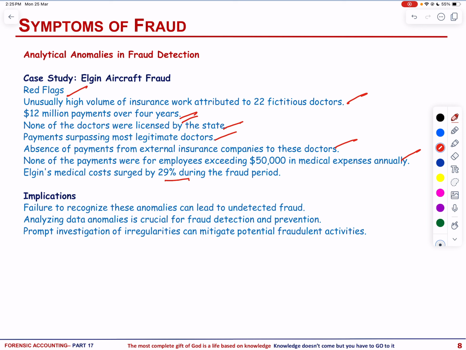Failure to analyze these anomalies can lead to undetected fraud. Analyzing data anomalies is vital for preventing and detecting fraud. Promptly investigating irregularities can help prevent potential fraudulent activities. Thus, analytical anomalies are crucial indicators for spotting fraud. Vigilance and thorough investigation of suspicious patterns are essential. Early detection of anomalies can prevent substantial financial losses and protect reputation.